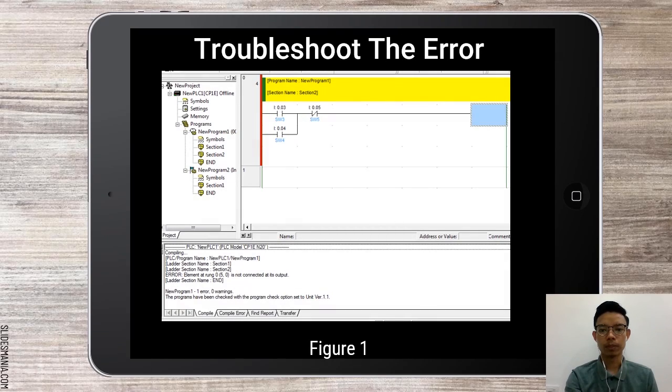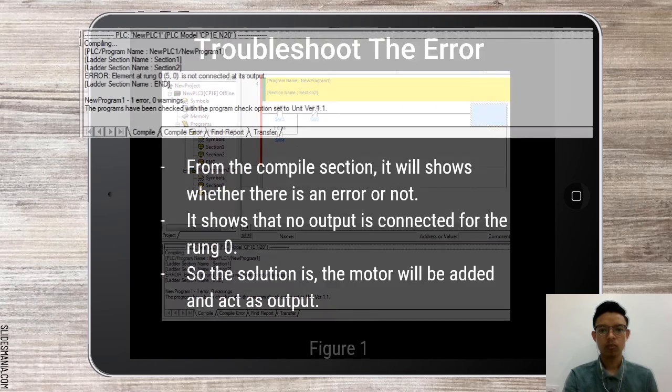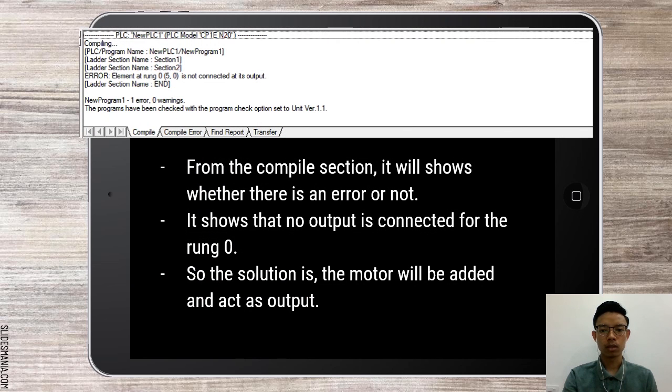Okay, I will continue for my part. So this is the basic ladder diagram. As we can see, there is an error in the CX programmer. Figure 1 shows a red line on rung 0. The red line will appear as Work Online Simulator is clicked. After we click Work Online Simulator, the compile section will show whether there is an error or not. Based on the figure, it shows that no output is connected for rung 0. So, the solution is that a motor will be added to act as the output.